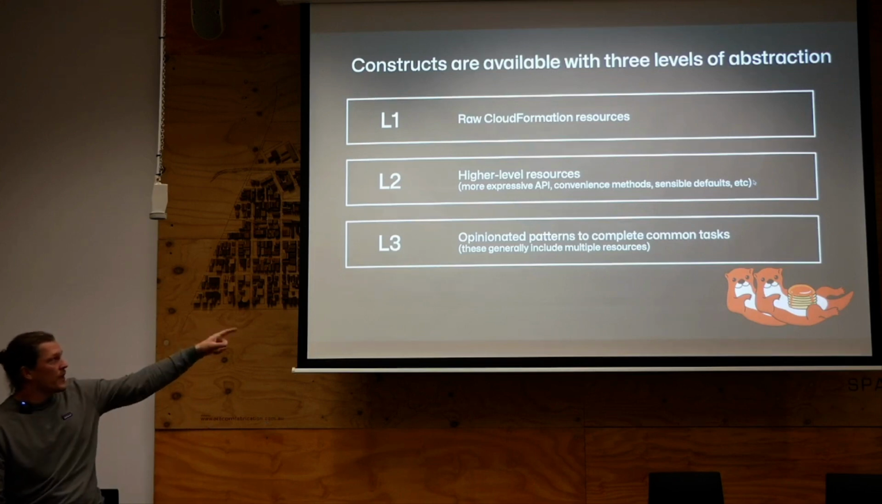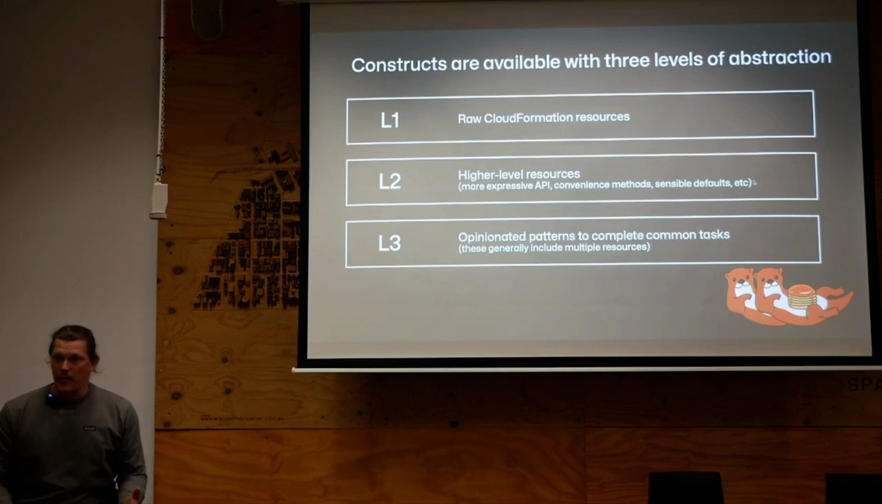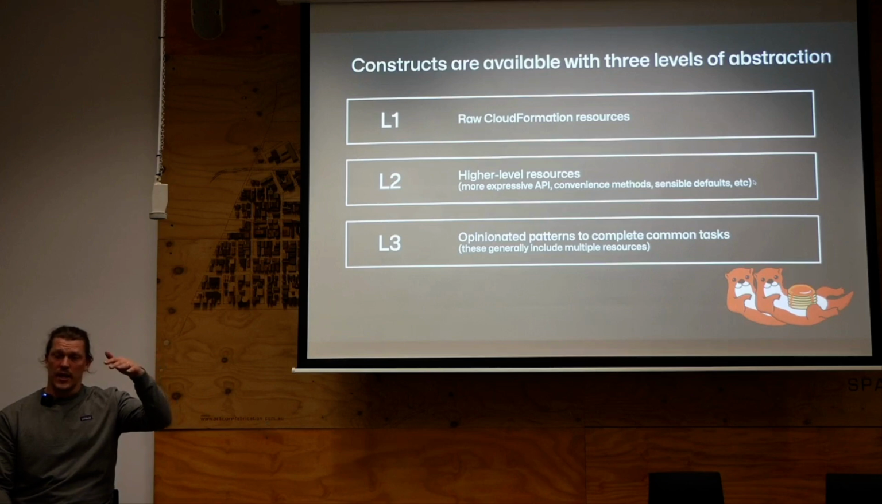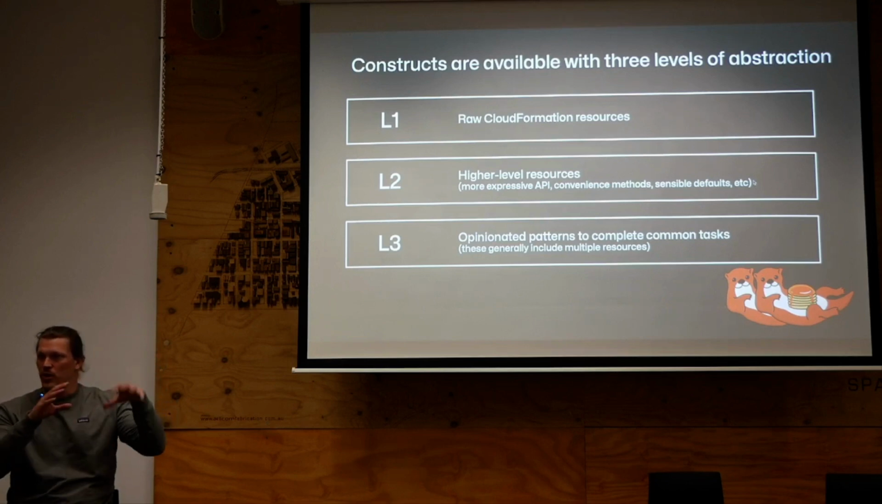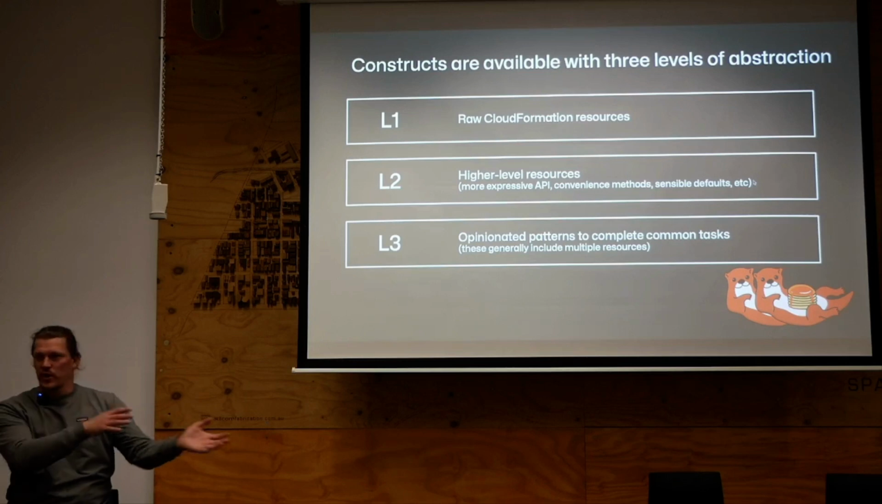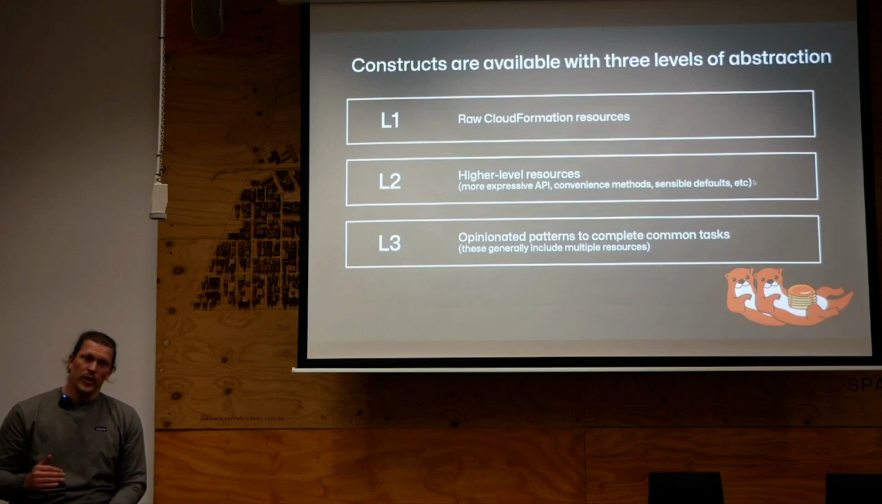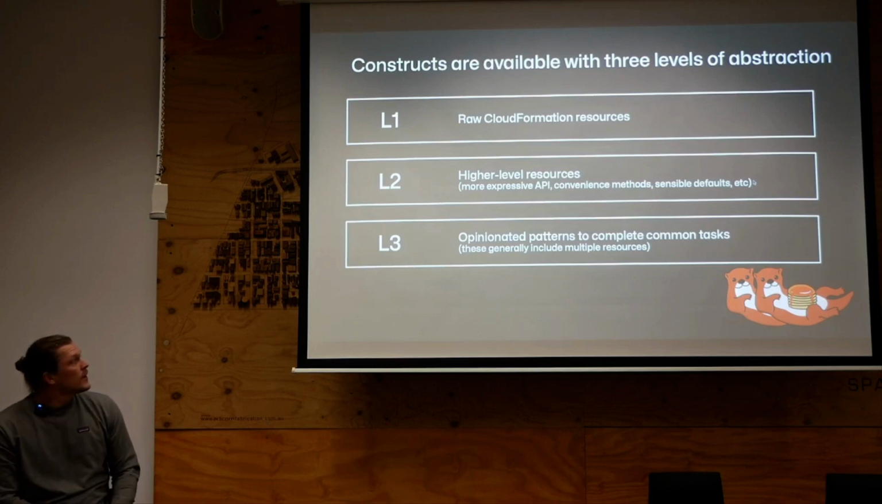In level 3, you get these opinionated patterns to complete common tasks. If you think about, let's say, a static web app, it might be a CDN using CloudFront and an S3 bucket, and there are going to be some roles and whatnot to make all of that work. I could say that I want my new static web app, and it creates all of that, and I just point it to where my source code is, and off it goes. You could do that in a few lines of code rather than having to think about all the resources and how they all link up.